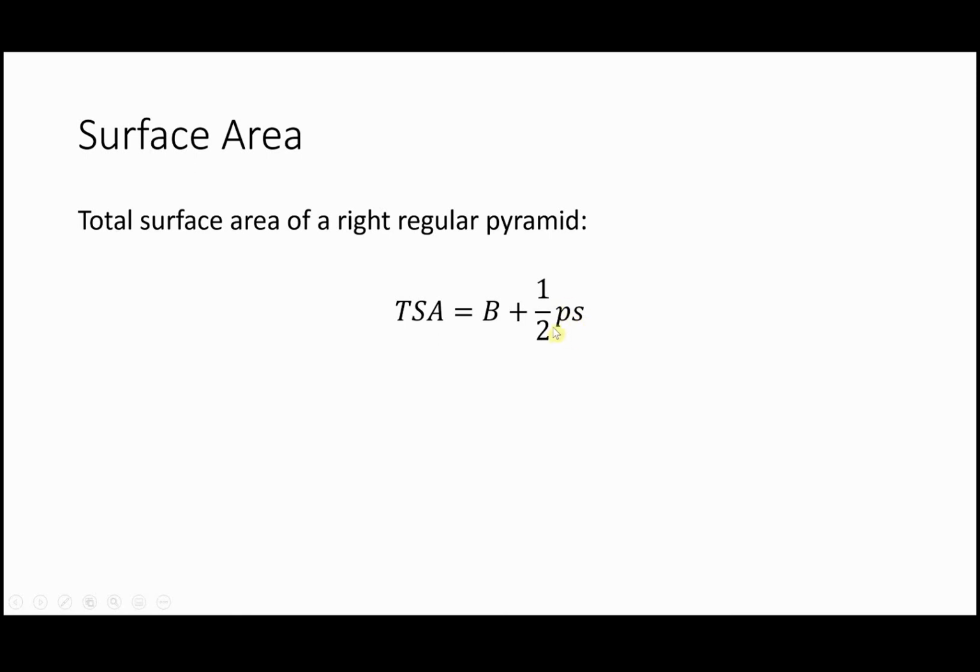So the perimeter of the base is going to be whatever shape the base is, it's just going to be the distance all around it. Sorry, it's a little bit different. We talk about cones in the next one, okay?